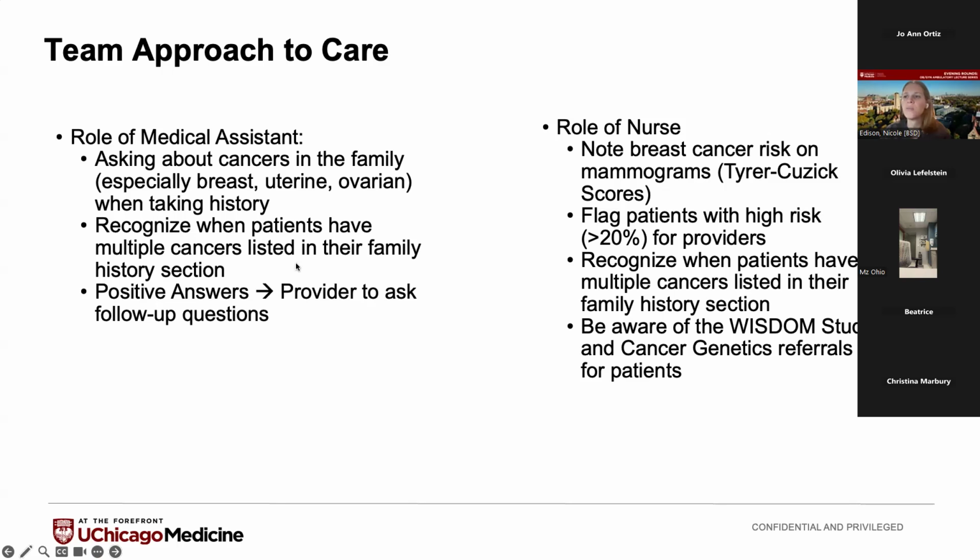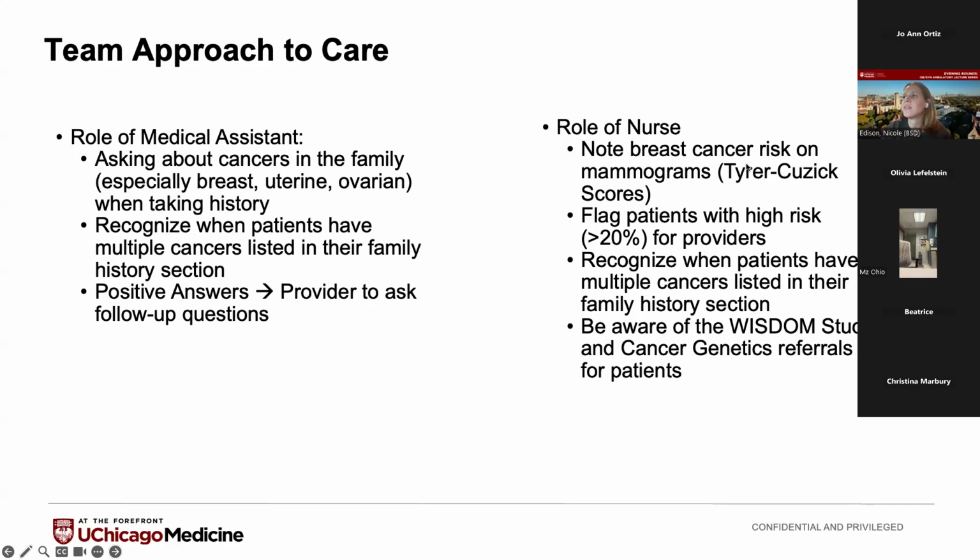What age were these people? Have they had genetic testing? Those things would really help decide, do they need a referral to us? In terms of nursing, I think it also depends on where you come into contact with the patients, but I know probably a lot of you do see our mammogram results. And so noticing breast cancer risk on mammograms can be helpful because that can definitely slide by us.